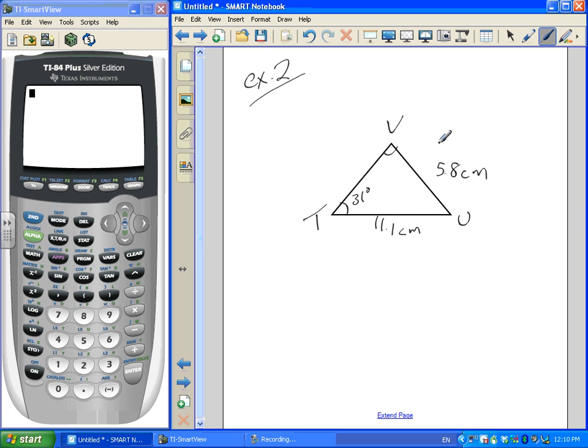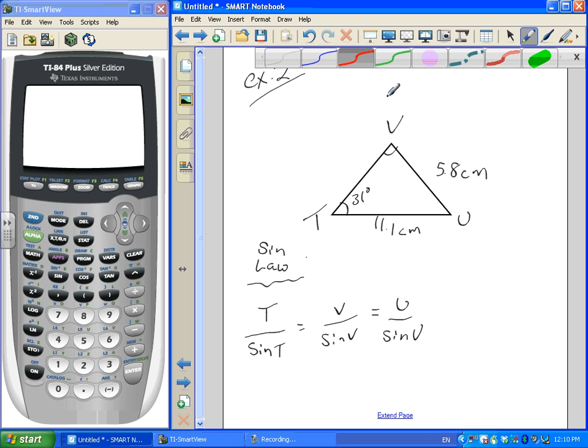Now, you could choose to go about setting this up in sine law 2 different ways. You can keep TUV, so in other words, I could write sine law as side T over sine of angle T is equal to side V over sine of angle V is equal to side U over sine of angle U.